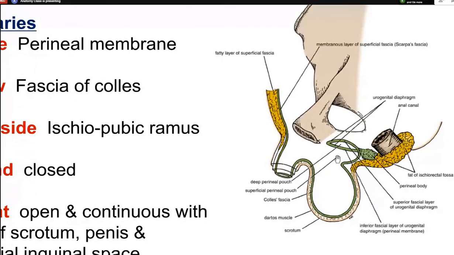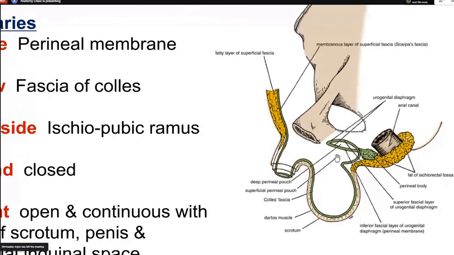Now see posteriorly. Posteriorly, it is closed. How is it closed? It is closed because the Colles fascia is continuous with the perineal membrane. Can you see the attachment of both the fascia? Perineal membrane and the Colles fascia. This will form the posterior boundary.